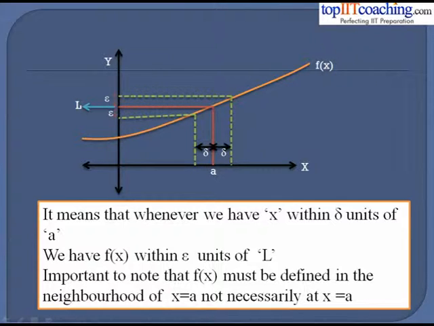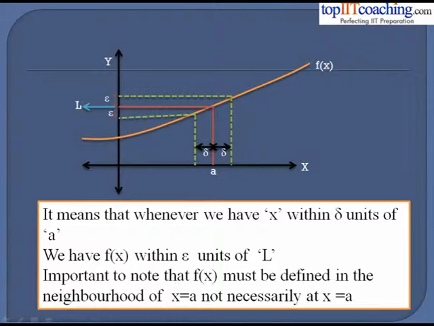So if I take any point at delta units, then the value it assumes is L minus epsilon, and that is very much close to the value L. Similarly, if I take any point x equal to a plus delta, then the value would be equal to L plus epsilon. Now L plus epsilon is also very much close to L because epsilon is very much close to 0.